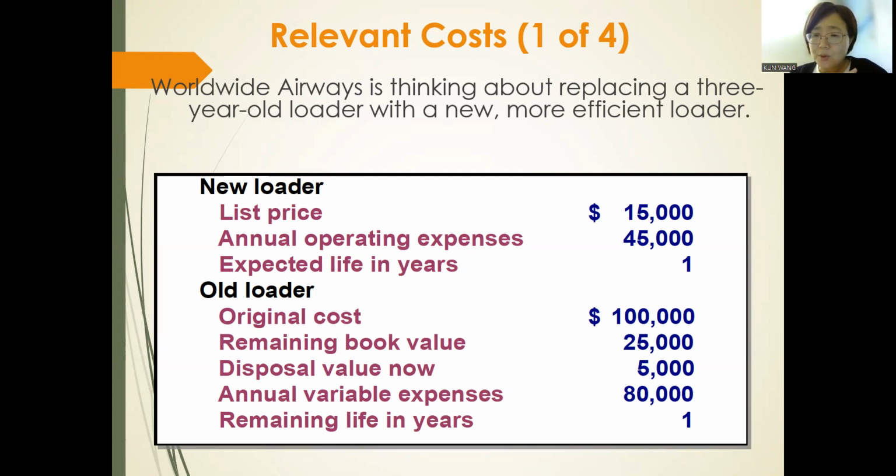And then we have two options, right? Two options: keep the old loader or purchase the new one to replace the old loader. And then collecting data, we already have the related data here. And your decision model will try to compare the operating cost. So which one is lower, right? That's related to the decision criteria.